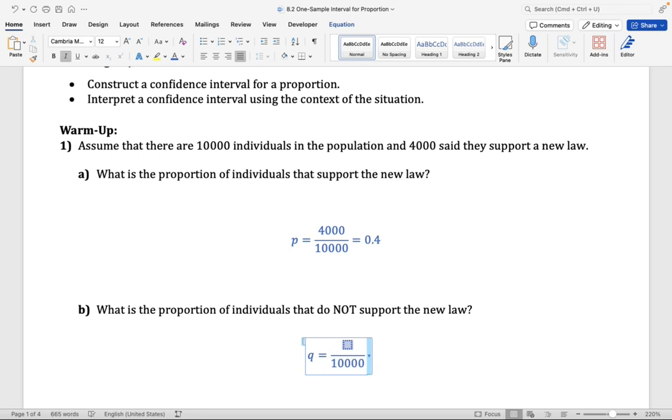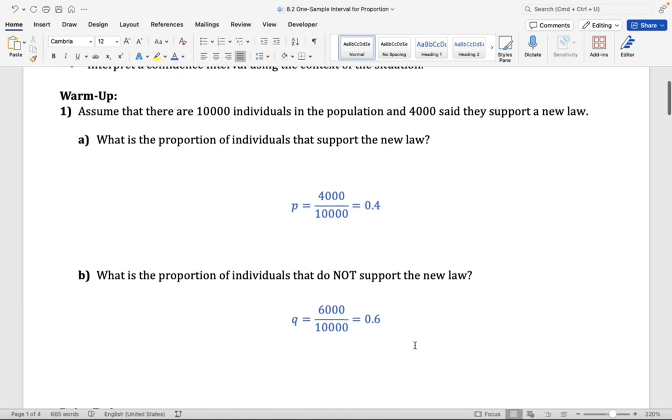Well, think about it. If 4,000 people said they do support the new law and we have a total of 10,000 people, then that means that 6,000 do not support the new law. Okay? So Q is equal to 6,000 divided by 10,000, which is 0.6. Notice again, Q is the same as 1 minus 0.4, which is 0.6. Q is simply the complement of P. Again, the only reason I included this warm-up is to show you that you do know how to calculate proportions.